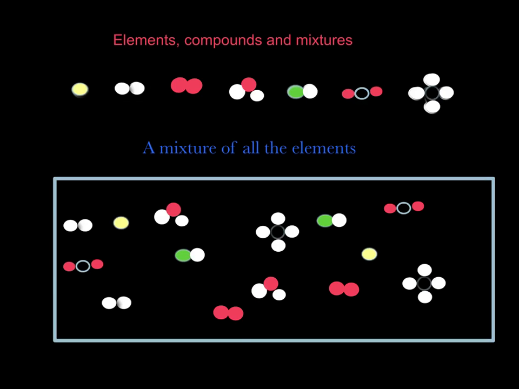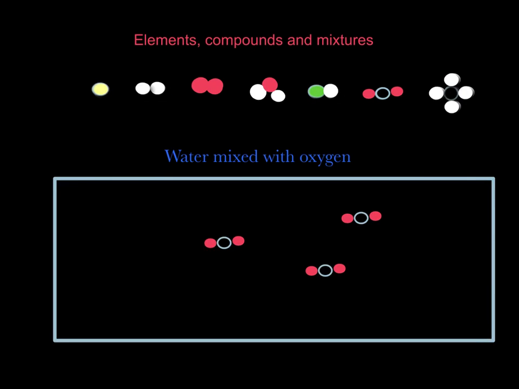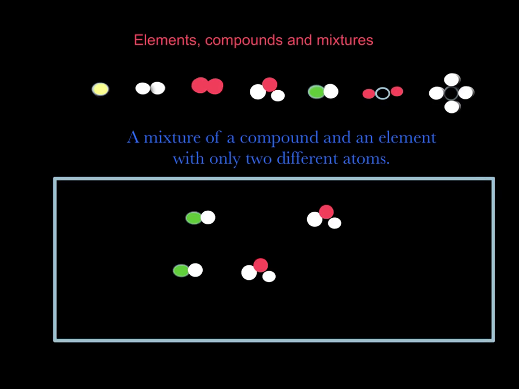A mixture is something that has each element or compound different, and all of these elements and compounds are different. This is water mixed with oxygen because there is 2 H and 1 O, which makes this H2O. This is a mixture of a compound with an element with only 2 different atoms because each of these are different atoms, which makes it a mixture with 2 different atoms.